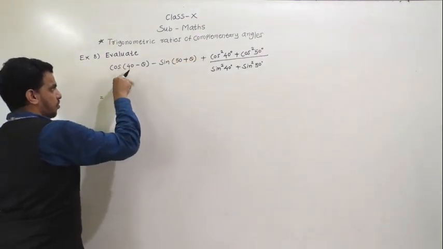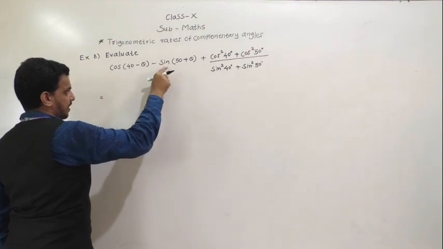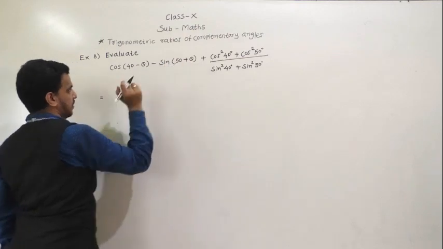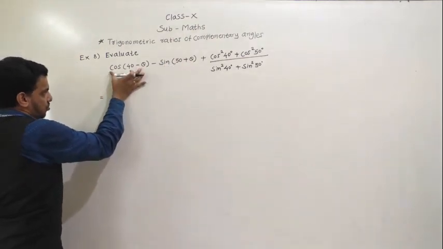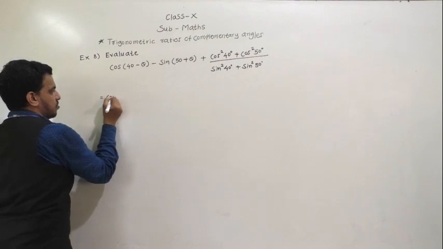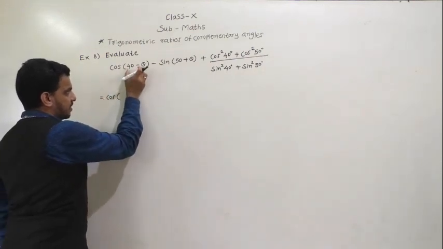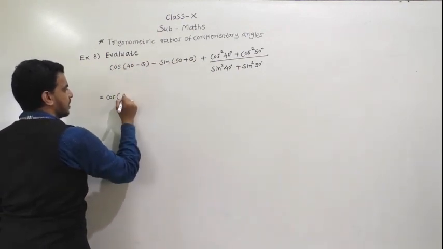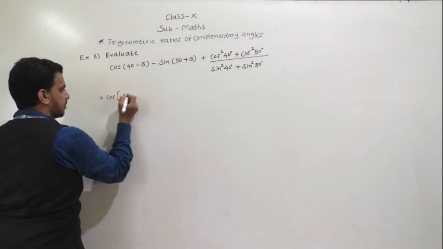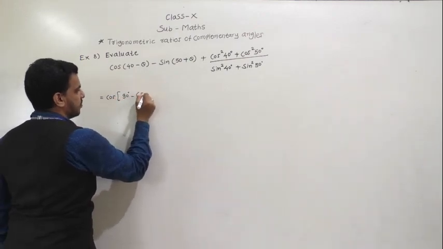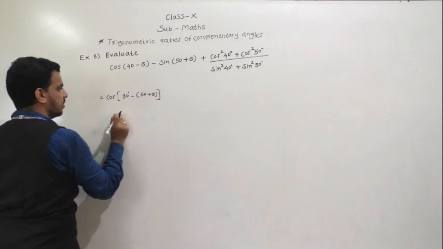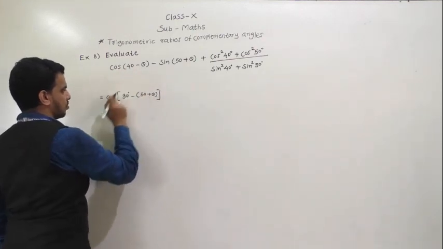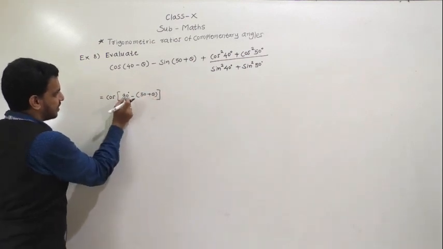So from both of these, I can either change cos(40 minus theta) or sin(50 plus theta). Here I am changing cos of (40 minus theta). Since 40 minus theta and 50 plus theta are complementary angles, this 40 minus theta we can write as 90 degrees minus (50 plus theta). We can check this also: 90 minus 50 is 40, and this minus theta. So cos(40 minus theta) we can write in this form.